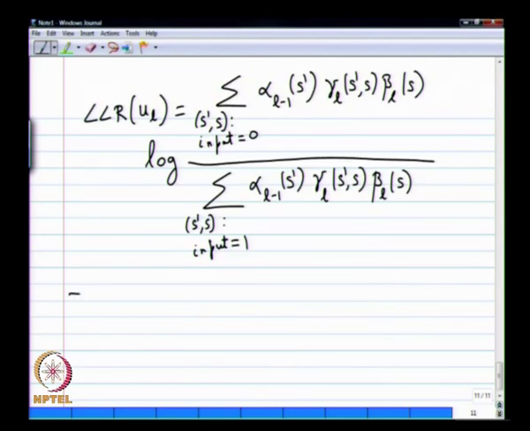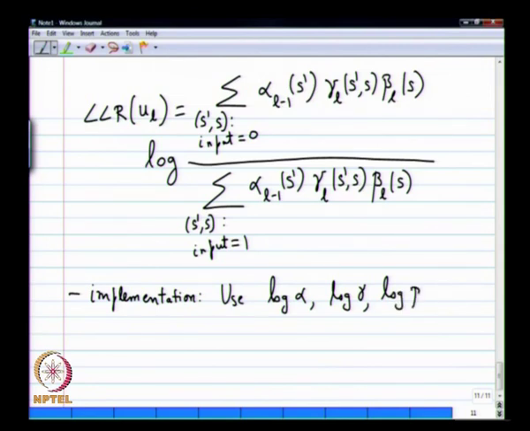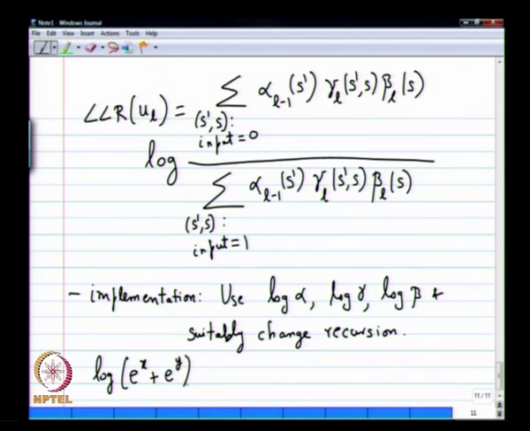So in implementation, use log alpha, log gamma, log beta, and suitably change the recursion. In that, the one operation that you have to do is log of summation of exponentials, right? Something like log of e power x plus e power y, right? This is an expression that you have to compute again and again when you do the recursion in the logarithm domain.